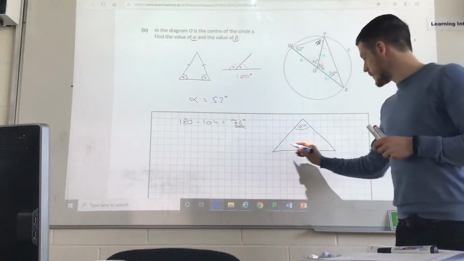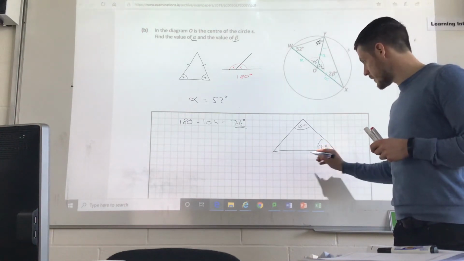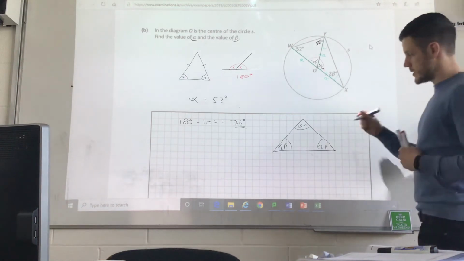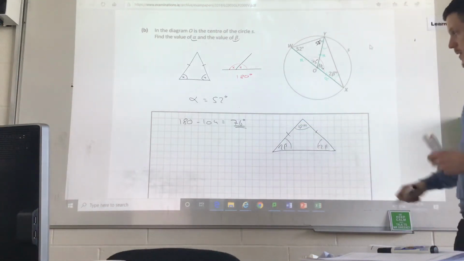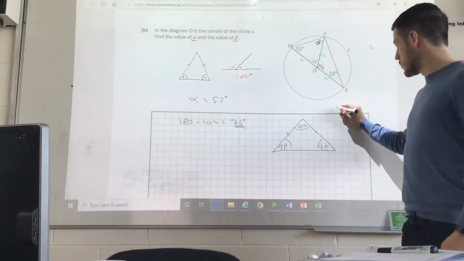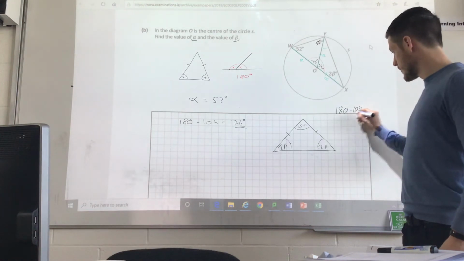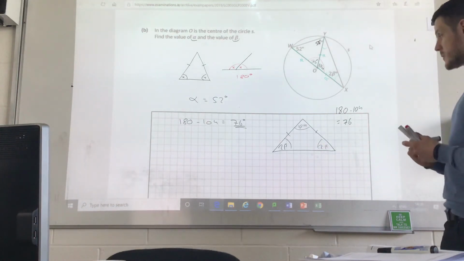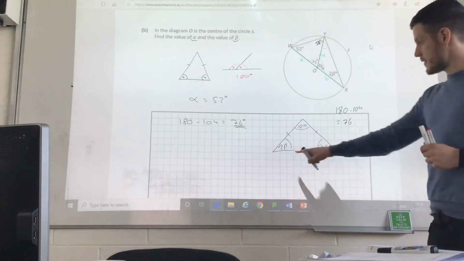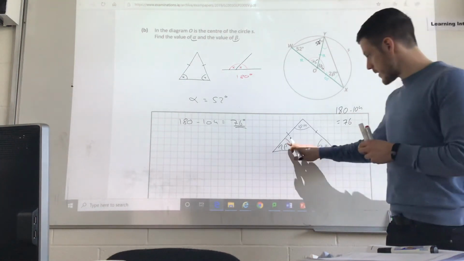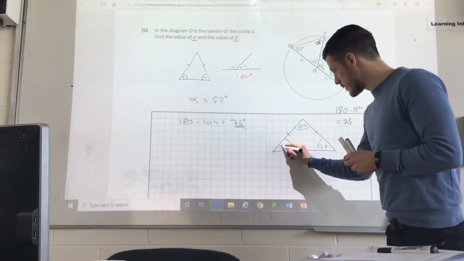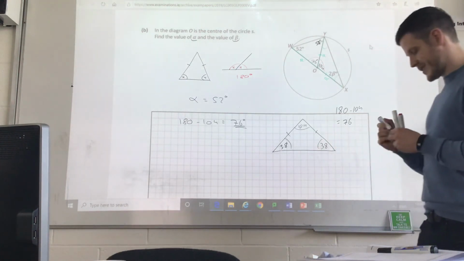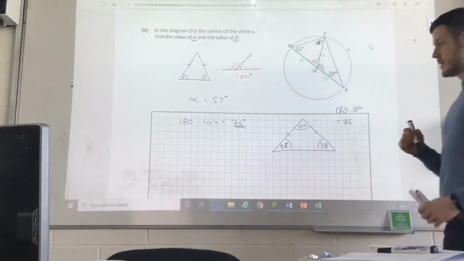Now, this is called 2 times beta. Don't get confused by that. But then this must be 2 times beta as well. So if this is 104, I need to figure out what these 2 angles are here, but they must be the same. Remember, isosceles triangle, you have to have 2 angles which are the same. So I can do 180 minus 104 gives me 76. So these 2 angles here add to 76. So they must be half on this side and half on this side. So this angle here must be 38. And this angle here must also be 38. 38 and 38 give me 76, plus 104 gives me 180.